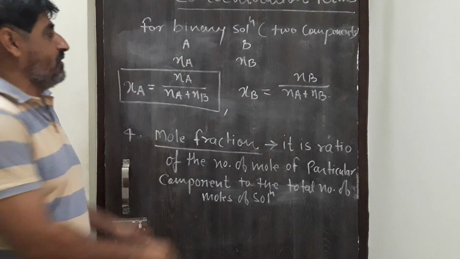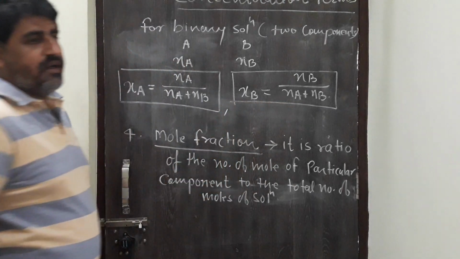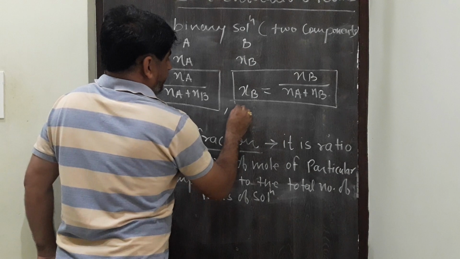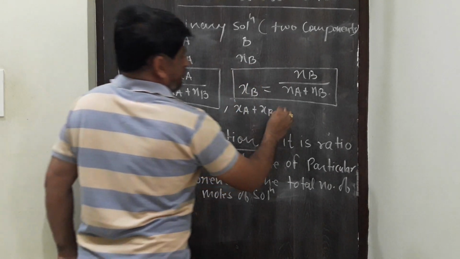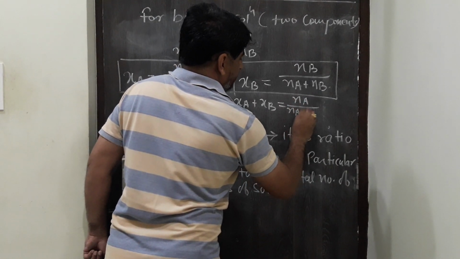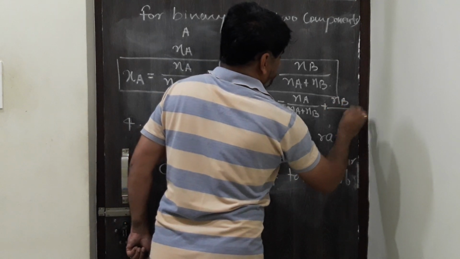For a particular solution, if we add the mole fraction of all components, it will always be equal to 1. Just like Xa plus Xb is equal to Na upon Na plus Nb, right? Plus Nb upon Na plus Nb.